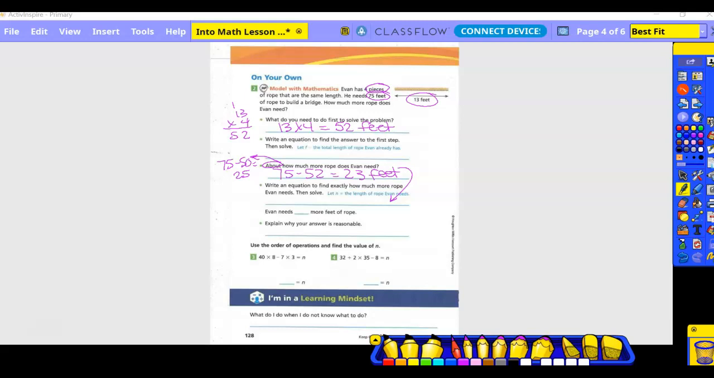So Evan needs about 23 more feet of rope. And then we just said why it's reasonable because the 23 is close to the 25. So that gets us close to our answer.